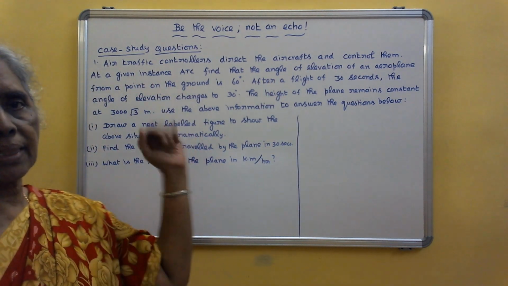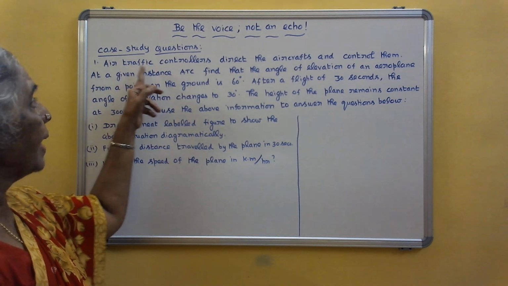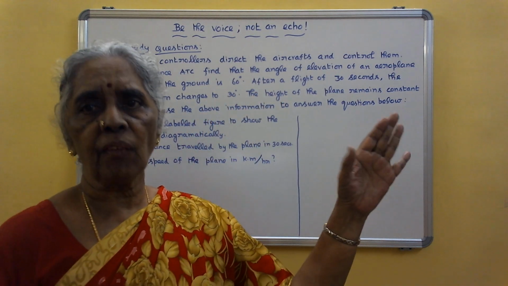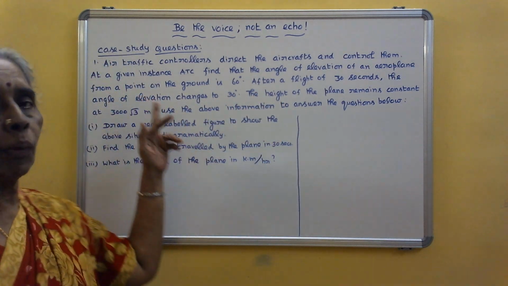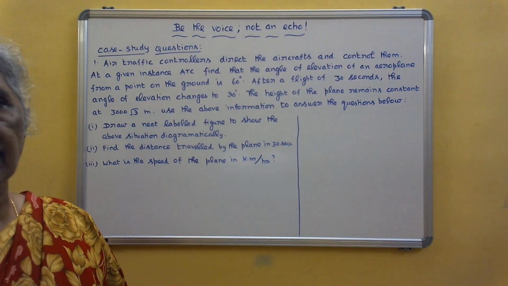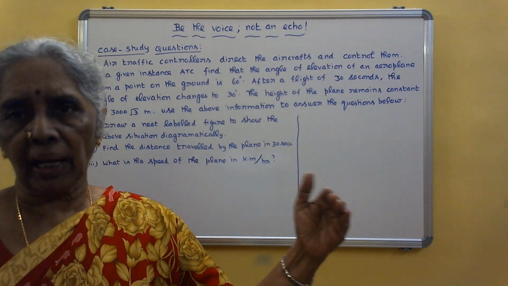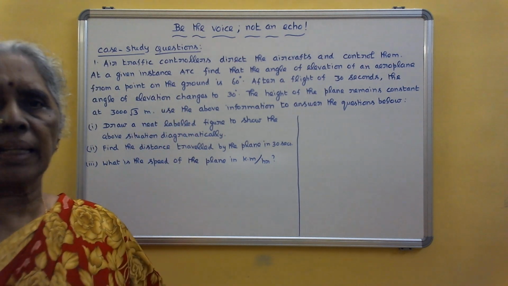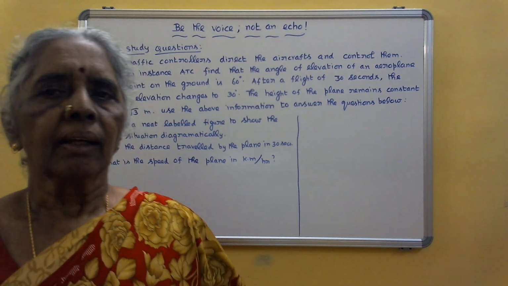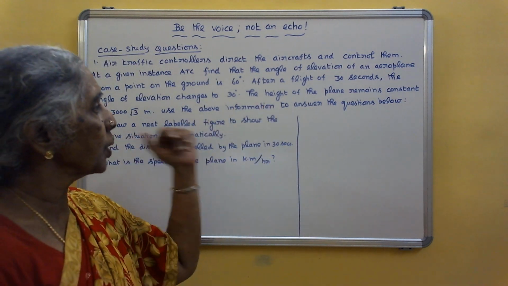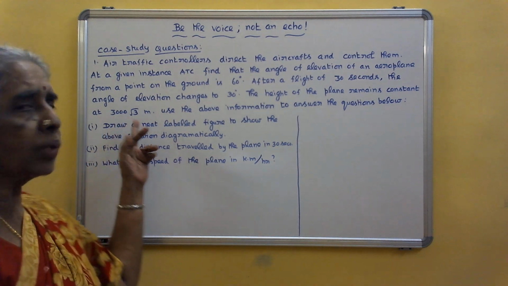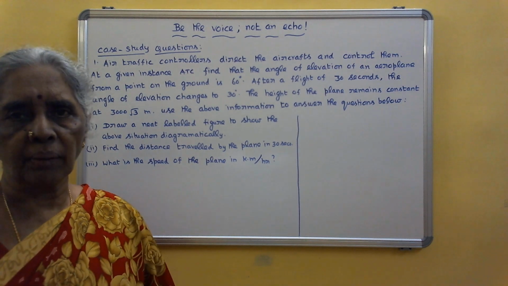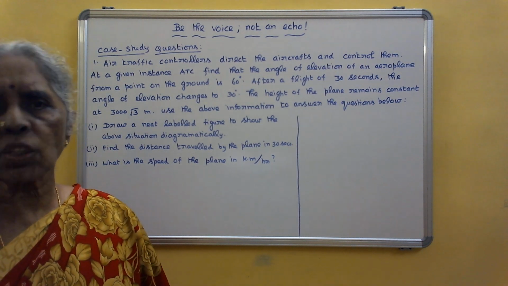At a given instance, ATC, that is air traffic controllers, find that the angle of elevation of an aeroplane from a point on the ground is 60 degrees. After a flight of 30 seconds, the angle of elevation changes to 30 degrees. The height of the plane remains constant at 3000 root 3 meter. Use the above information to answer the questions below.